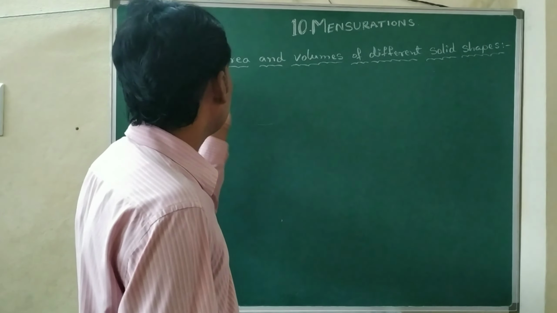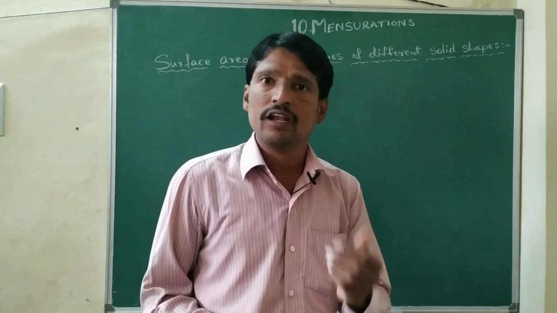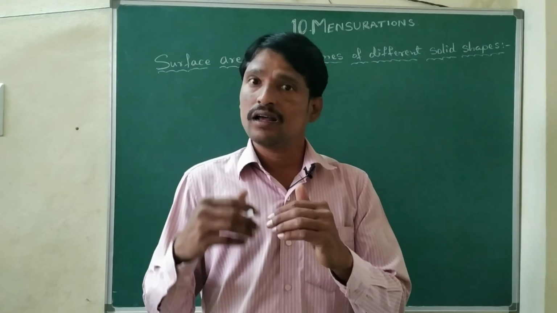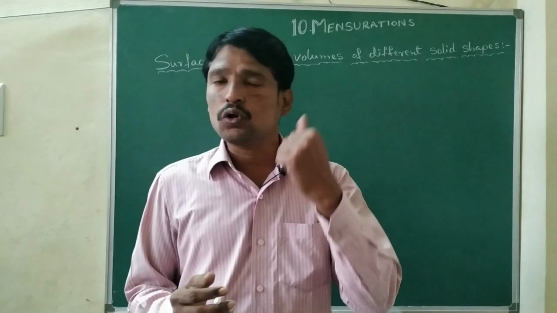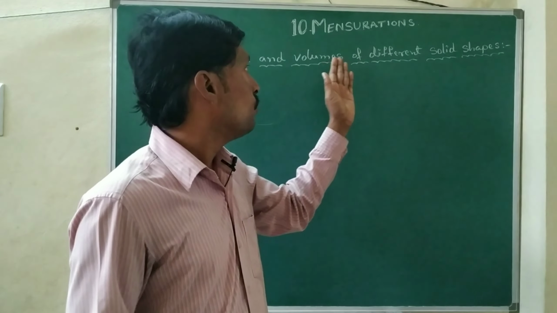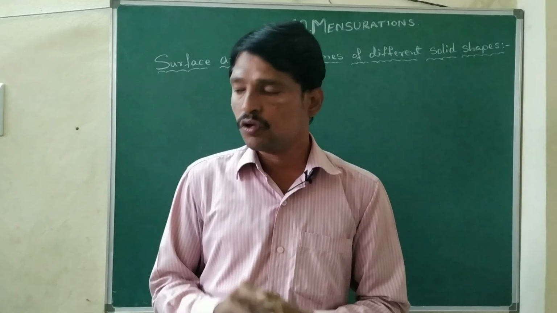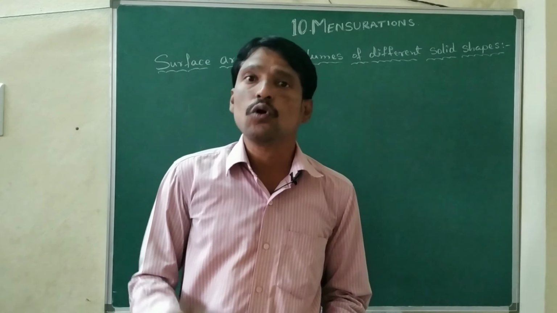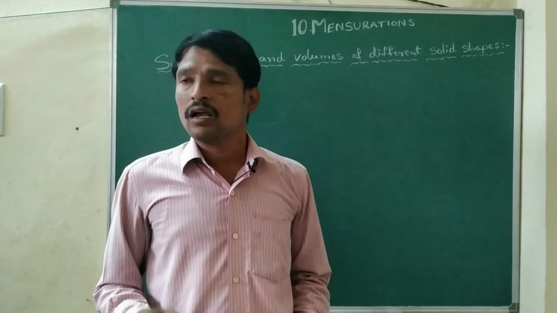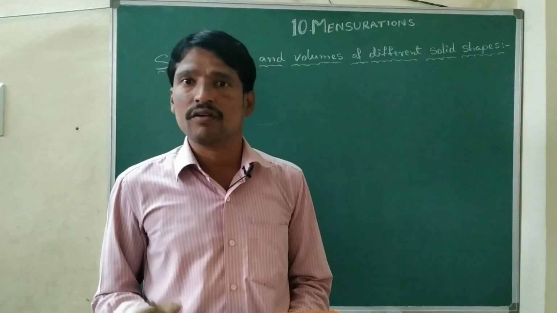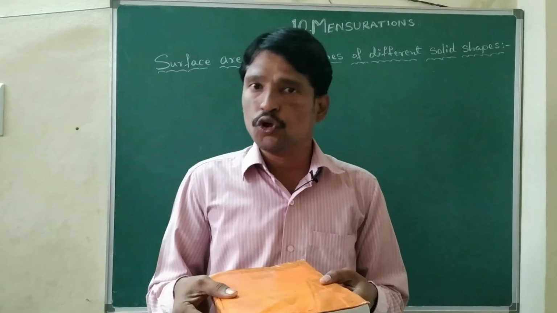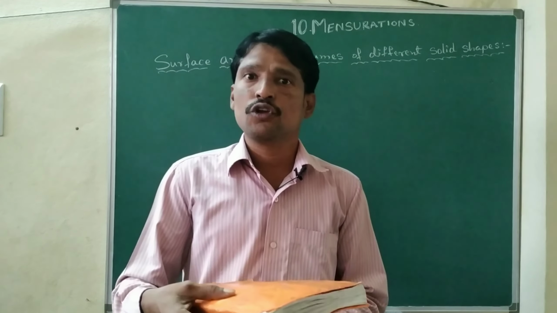So we are discussing surface areas and volumes. Surface area means we can take lateral surface area or curved surface area, total surface area, and volumes of the different solids. So for example, what is surface area? Total surface area and curved surface area or lateral surface area. Just take the book. This is the shape of a cuboid.